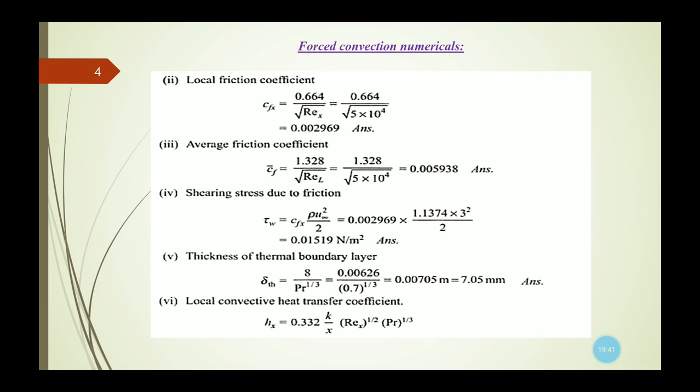Next, we need to calculate the thickness of the thermal boundary layer. Now there is one relation between the velocity boundary layer and the thermal boundary layer. That relation is delta TH, that is the thermal boundary layer, equals delta, that is the velocity boundary layer, divided by Prandtl number to the power 1/3. Here it is written as 8, which is some typing mistake. It will be delta, that is the velocity boundary layer.